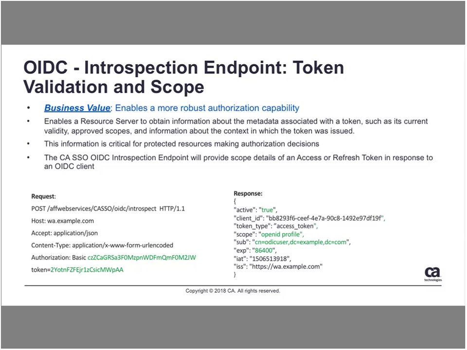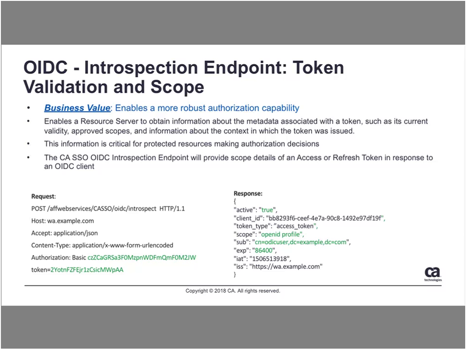gets the meta details about that particular token, like when the particular user was authenticated, what is the validity of that specific access token, and what are the scopes associated with that specific access token. All these details can be retrieved from the OIDC provider introspection endpoint. This information is very critical for resource servers in order to give access to protected resources.